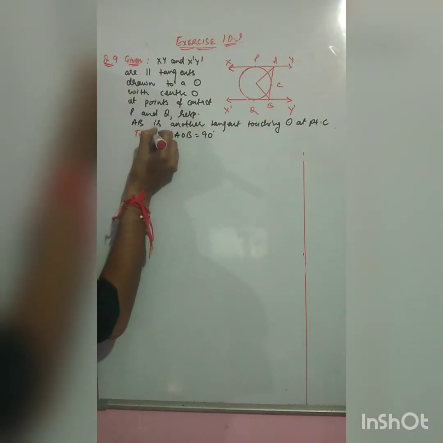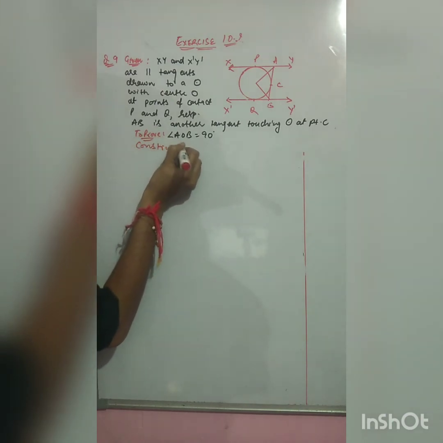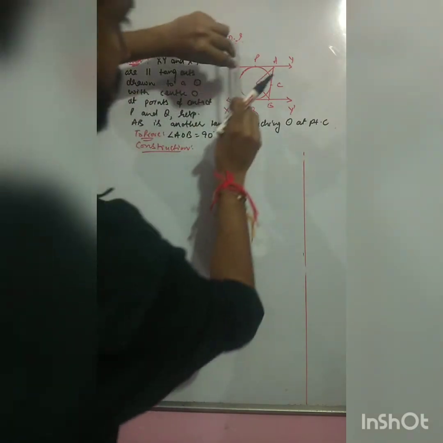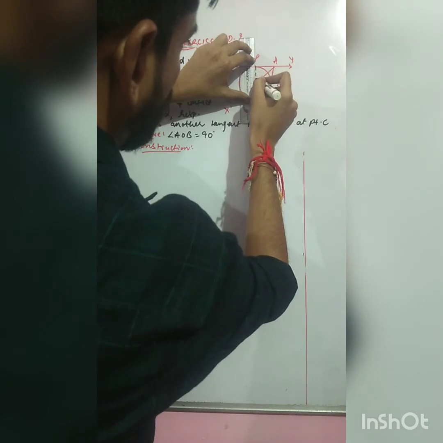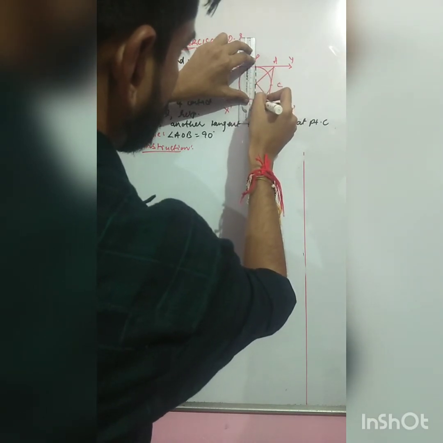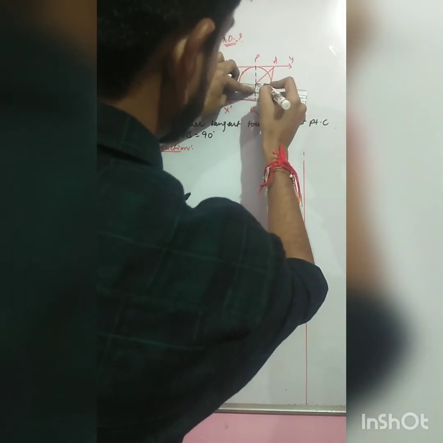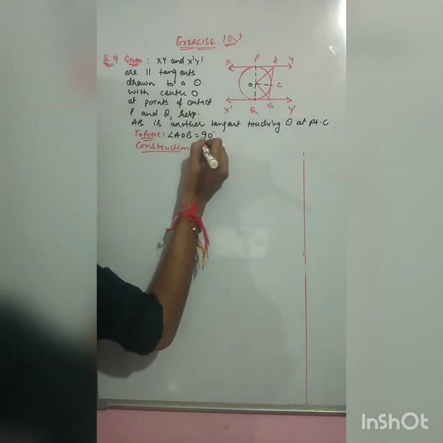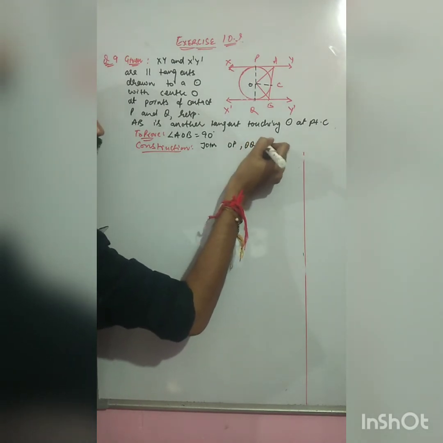So listen students, to prove this we have to make a little bit of construction here. What we have to do is just join OP, OQ and OC. Join OP, OQ, OC.